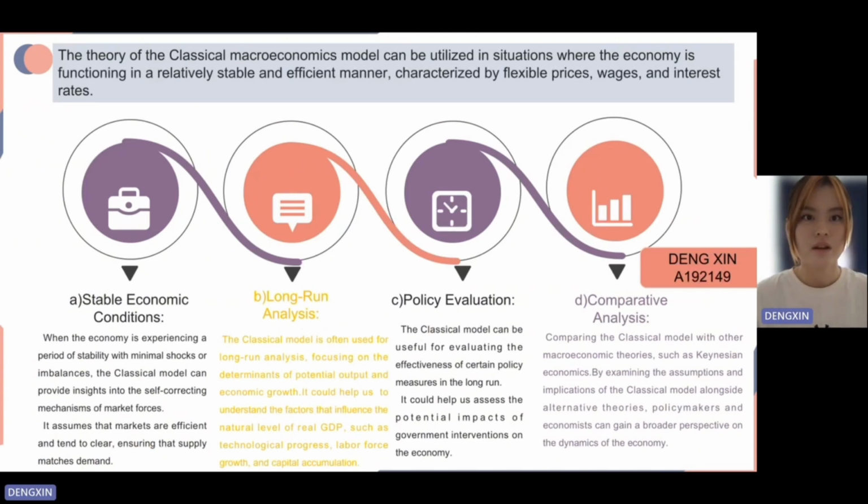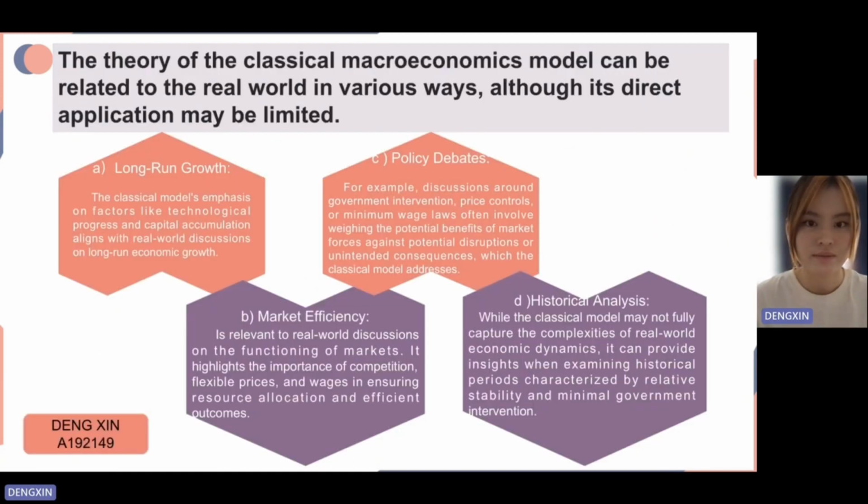The theory of the classical macroeconomics model can be utilized in these situations: stable economic conditions, long-run analysis, policy evaluation, and comparative analysis. It can be related to the real world in various ways. The first one is long-run growth, such as technological progress and capital accumulation, which align with the real world. The next one is market efficiency and policy debates. The last point is historical analysis.